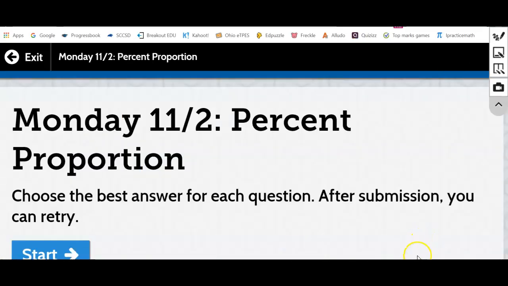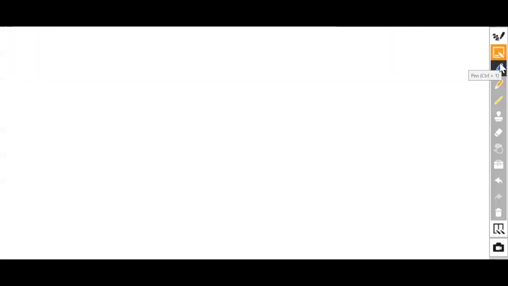Okay, so today our lesson is the percent proportion. Now, like I said, I've already showed you how to do some of these proportions. We did some equations. I don't care which method you use to solve these. I'm going to show you what I think is the easiest for each situation.